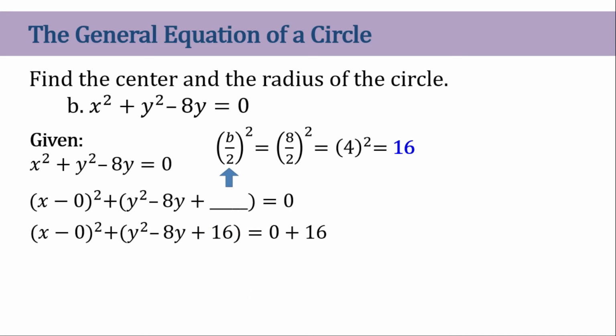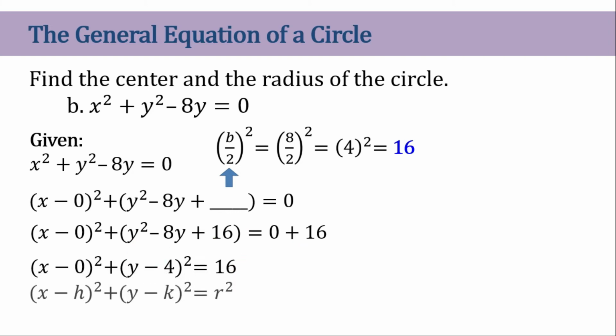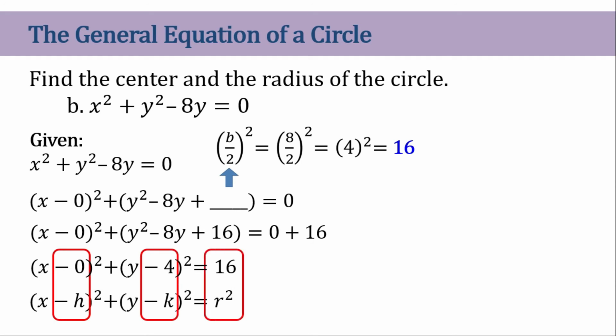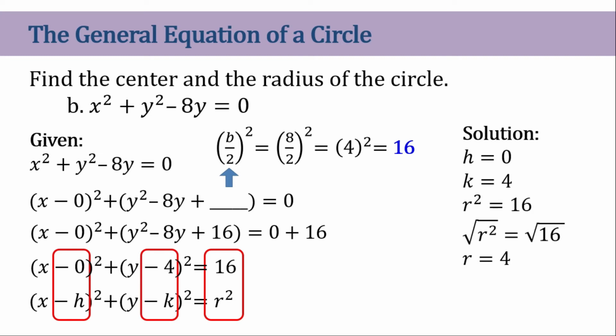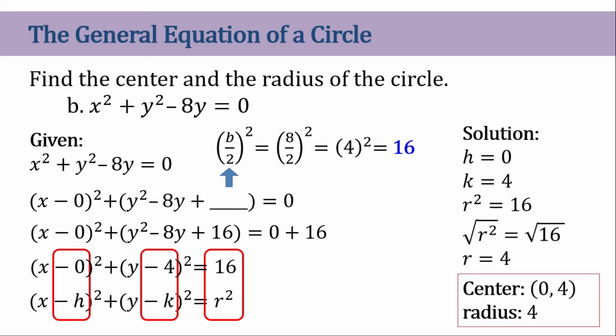Addition property of equality. Now let's transform this into a squared binomial and this into a squared binomial as well. Okay, the square root of this one, the square root of this one, and the sign of this one, and copy this. Now we can easily identify the center and the radius of the equation. The center is (0, 4) and the radius is 4 units.